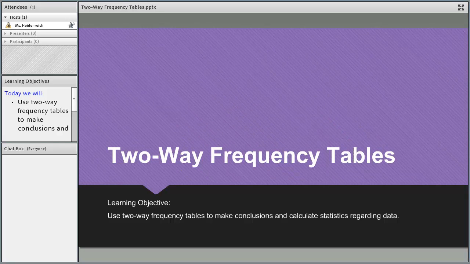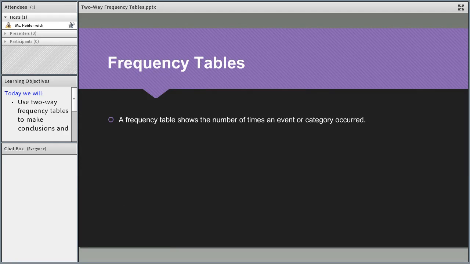Hi everyone, today we're going to be talking about two-way frequency tables, and specifically we're going to learn how to use two-way frequency tables to make conclusions about data and calculate some certain statistics regarding that data. So let's begin by talking about what a frequency table even is.